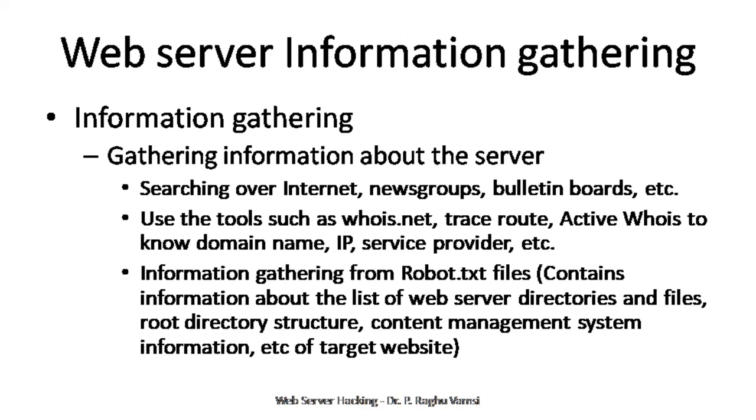Information gathering from robots.txt. It contains information about the list of web servers, directories, and files, root directory structure, content management system information, etc. All these things will be available in this particular robots.txt file. Once you get this robots.txt file, half of your work will be over. That means the details about the directory listing, everything will be found in the robots.txt.